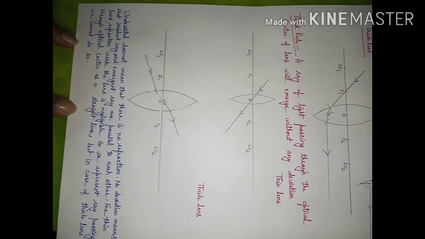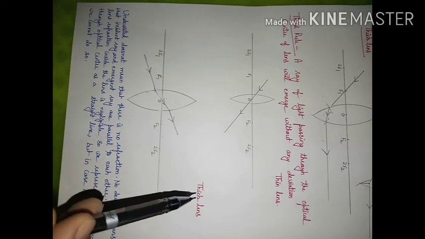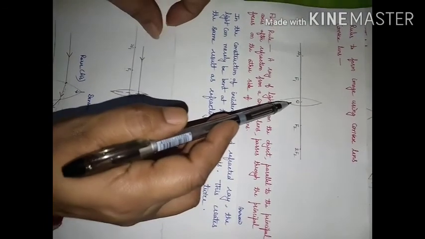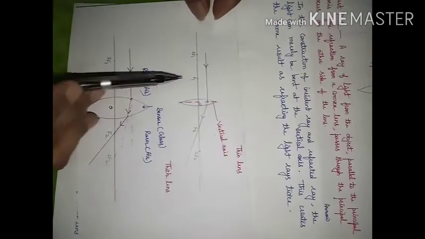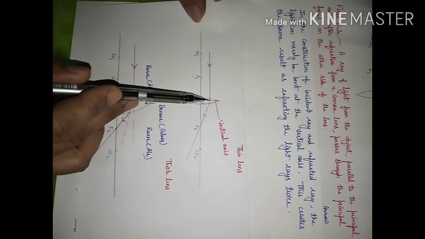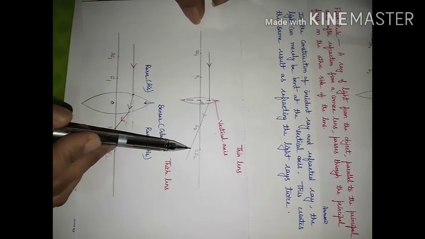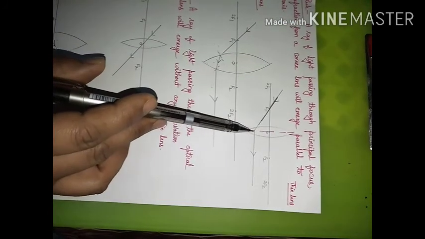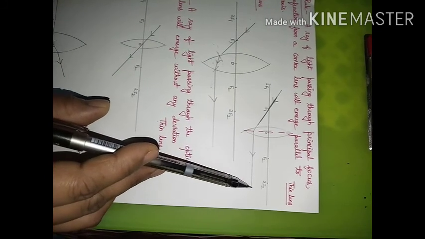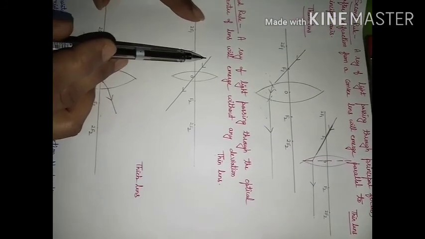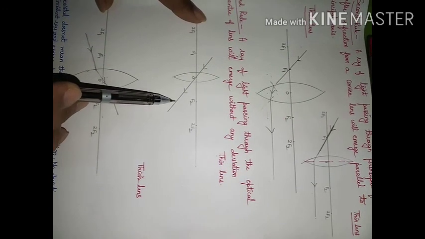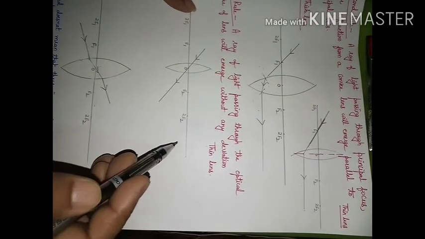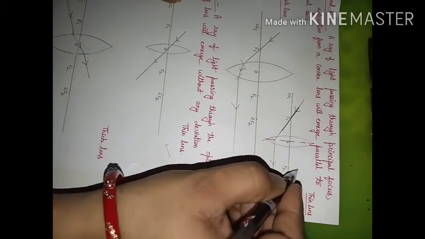So when you draw a ray diagram using a convex lens, we will consider a thin lens. First, a ray of light parallel to the principal axis, after refraction will pass through the focus. Then a ray of light initially passing through the focus, after refraction will become parallel to the principal axis. Third, a ray of light passing through the optical center will go undeviated. So in the next video, when we draw ray diagrams, we will consider these points.